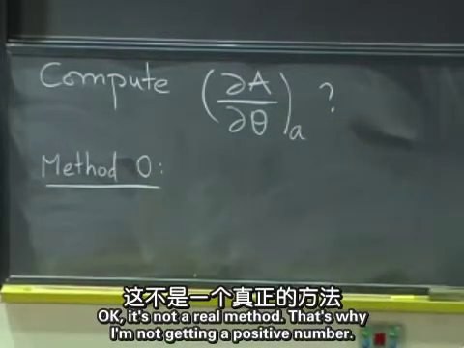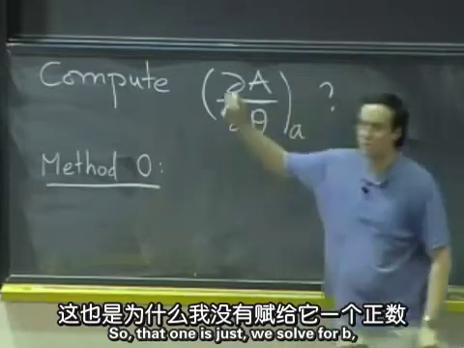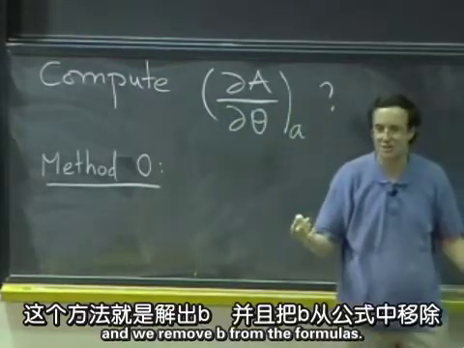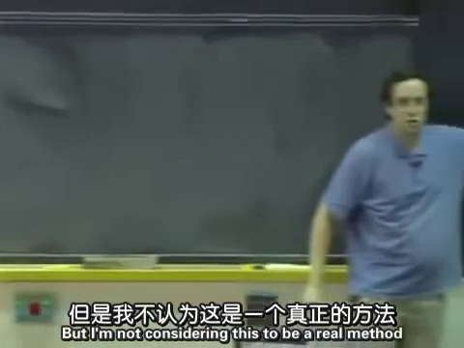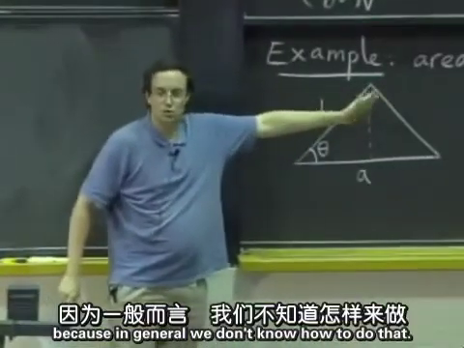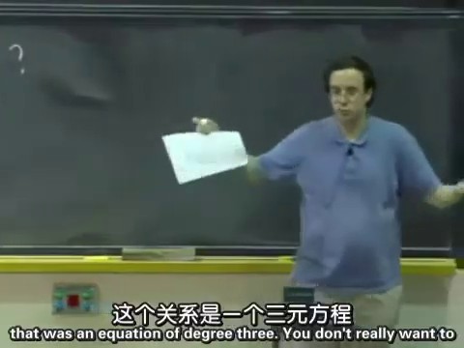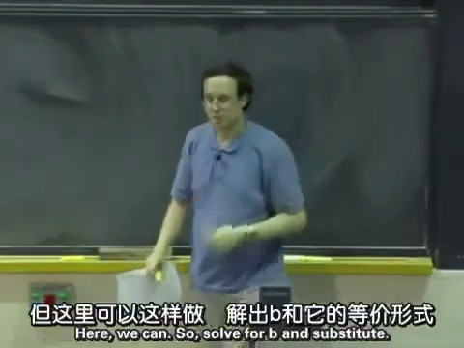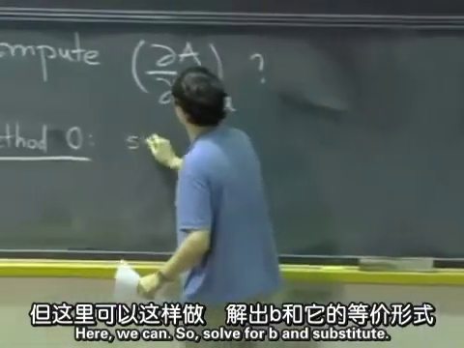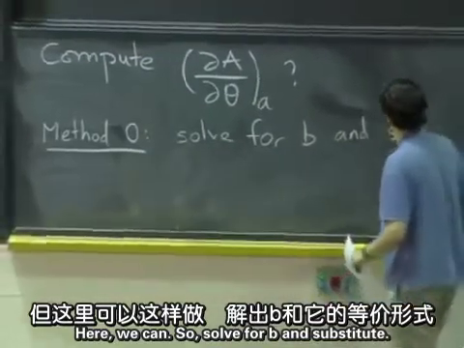Okay, it's not a real method. That's why I'm not giving it a positive number. That one is just we solve for B and we remove B from the formulas. Here it works well because we know how to solve for B. But I'm not considering this to be a real method because in general, we don't know how to do that. In the beginning I had this relation that was an equation of degree 3, and you don't really want to solve your equation for the dependent variable usually. Here we can. So solve for B and substitute.